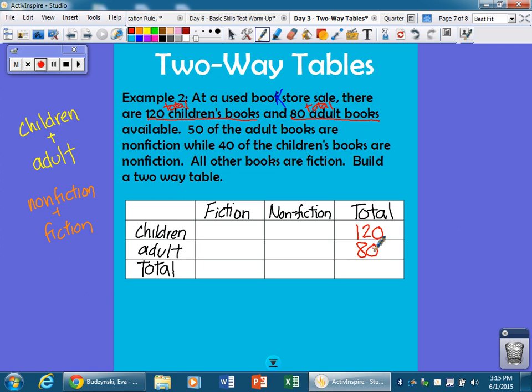Keep going. 50 of the adult books are nonfiction. Adult nonfiction 50. Next part. 40 of the children's books are nonfiction. Children, nonfiction, 40. So that's all the information that I know. So that's enough information to fill in the rest of the table. So pause the video, fill in the rest of the table.